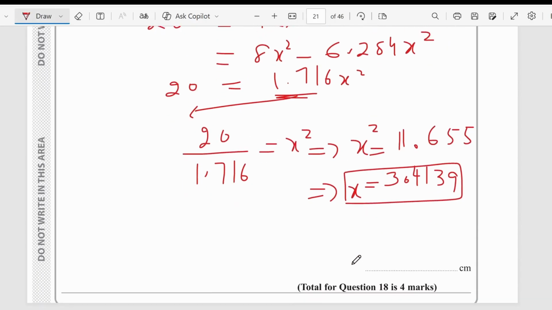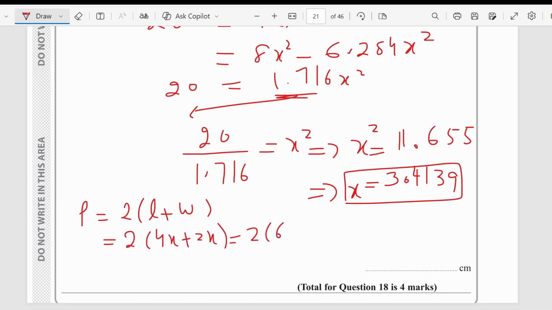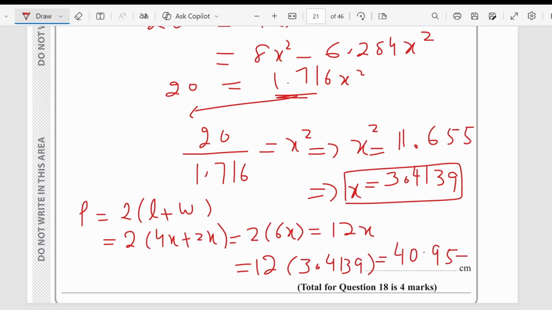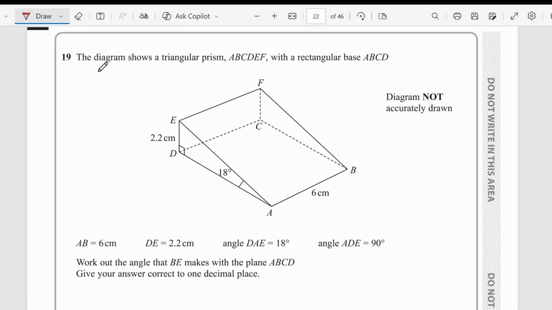Now to find the perimeter, we have the formula P equals 2 times length plus width. So length is 4x, width is 2x. It would be 2 into 6x, that would be 12x. So here we substitute the value of x, that would be 3.4139. So our answer would be 40.95. After changing to three significant figures, we'll have 41.0.